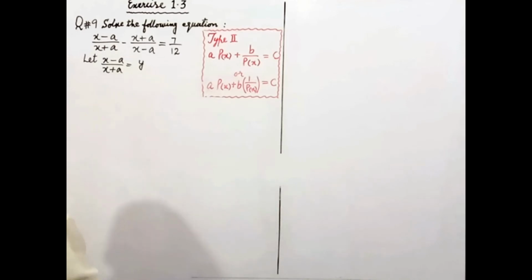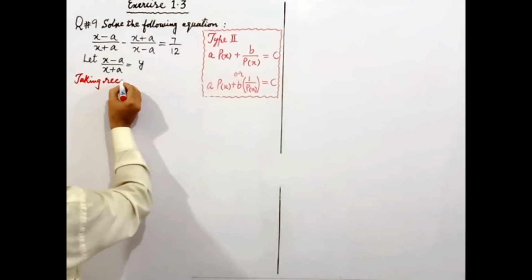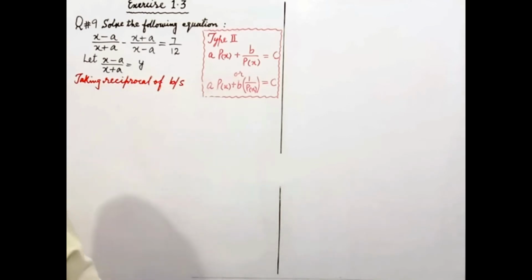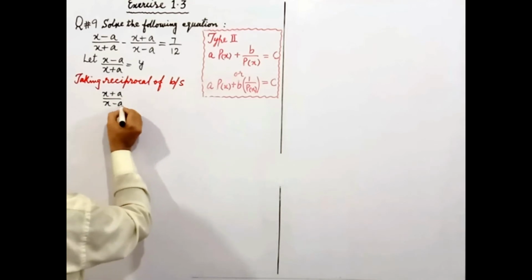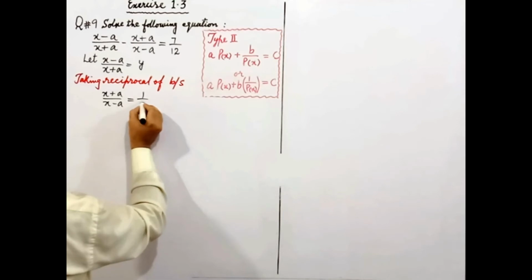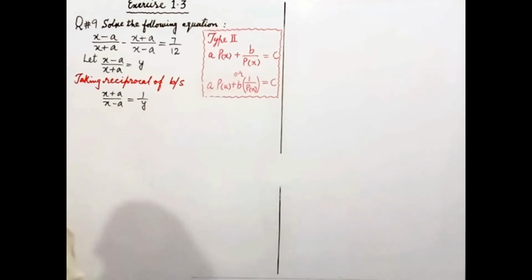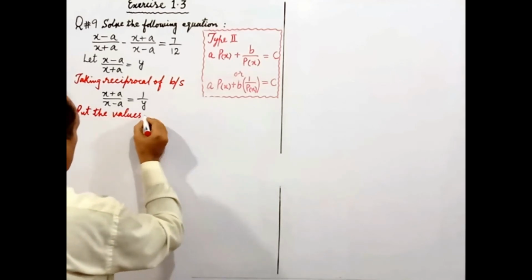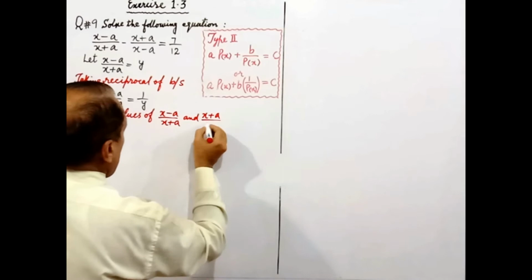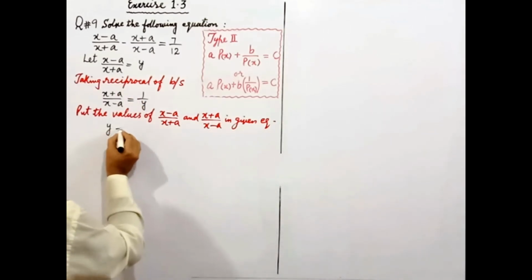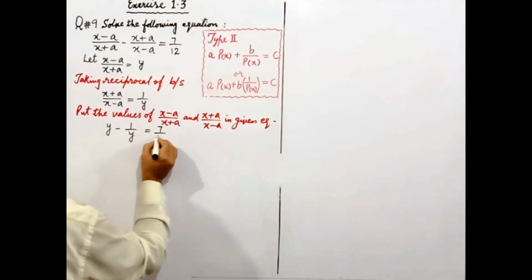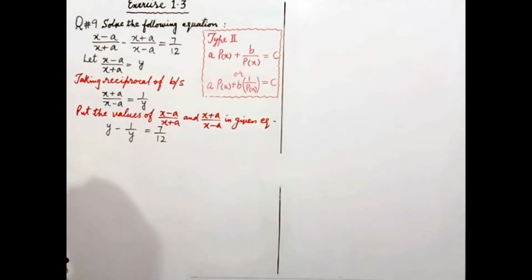Taking reciprocal of both sides, we have (x plus a) over (x minus a) is equal to 1 over y. Put the values in the given equation. We have y minus 1 over y is equal to 7 over 12. As we have 12 and y in denominator, so by the LCM we multiply both sides.